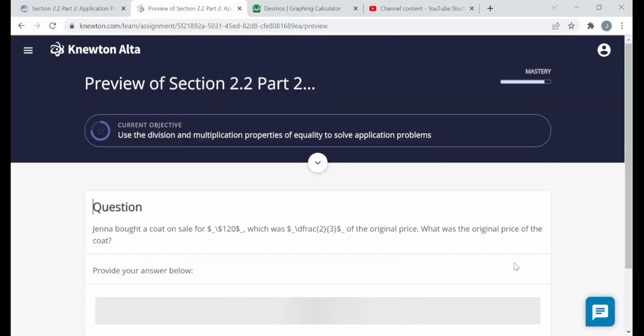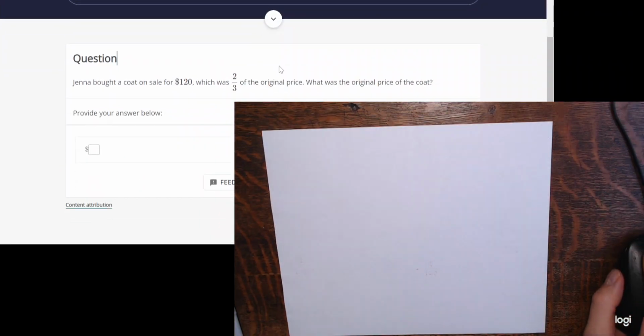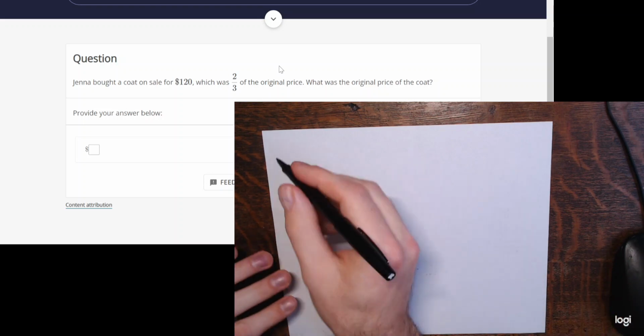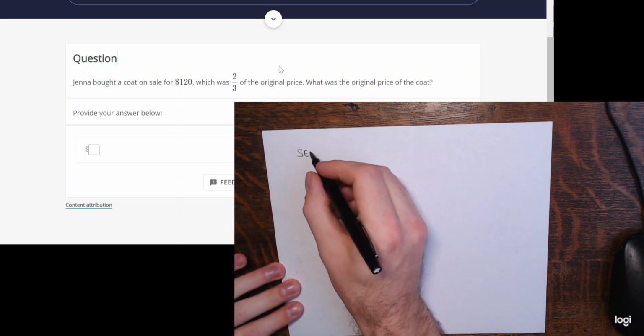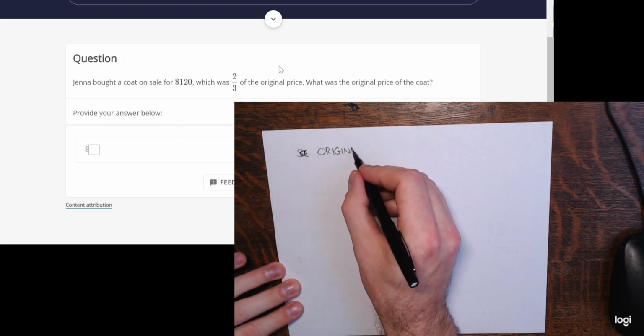should be one final question based on the progress. So Jenna bought a coat on sale for $120, which was 2/3 of the original price. So this is very similar to the selling price one. Very similar. What was the original price of the coat? All right, so same deal. I'll pull up, make sure you can see the problem. And yeah, what was the original price? Because the selling price was, it was on sale, right? Pardon me.